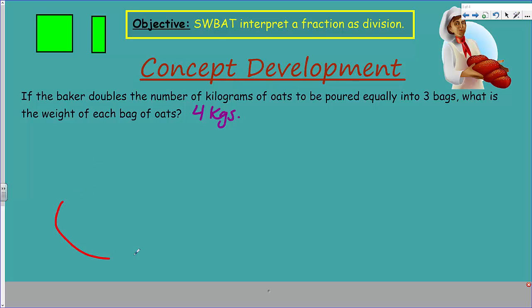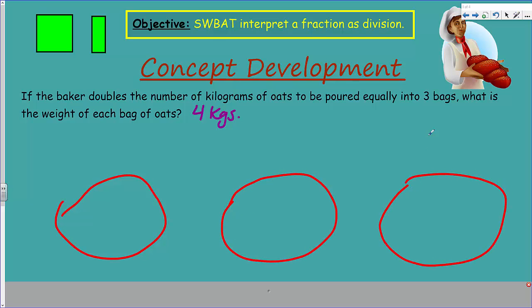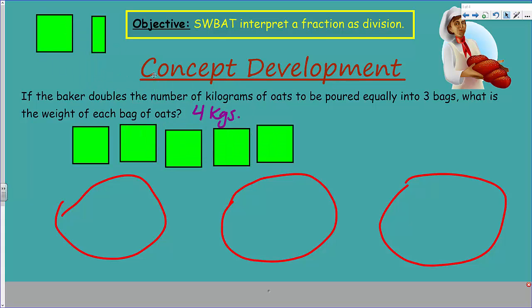I could do my 3 bags down here, but you could do this in any order. I know my bags are pretty big ones. Now I'm going to grab my 8. I'm going to have 8 of these going across. 3, 4, 5, 6, 7, 8. All right, there we go.